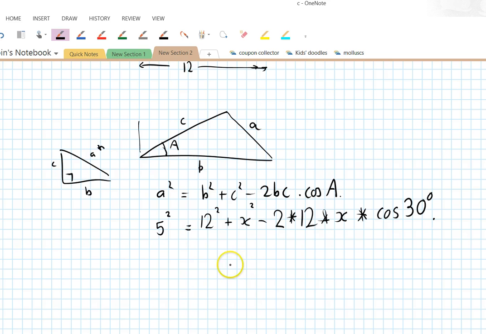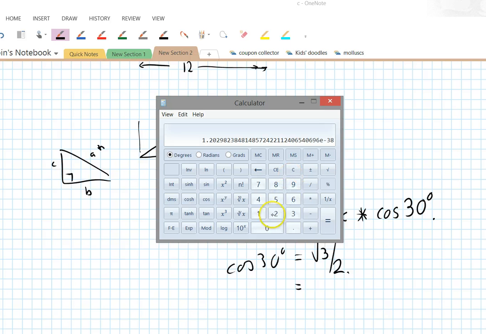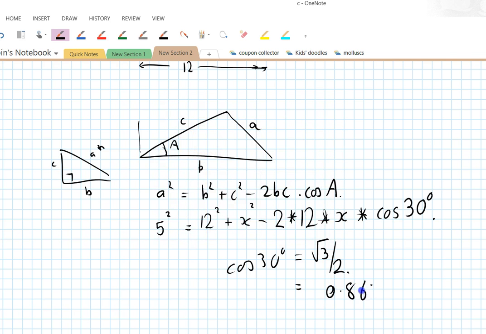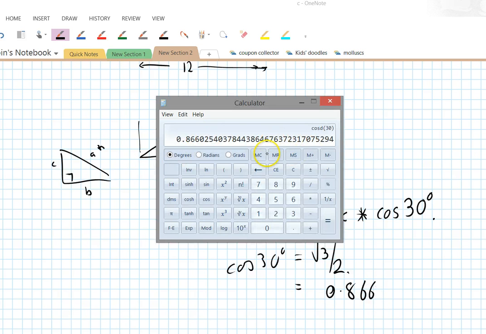Now, mathematically, cos 30 degrees equals root 3 over 2. In a subsequent screencast, I might prove that for you, but for the moment, I'm not actually going to use that. I'm just going to use the calculator. If I say 30 cos, it comes out to be 0.866. Here, if I take the square root of 3 and then divide by 2, I get the same answer.